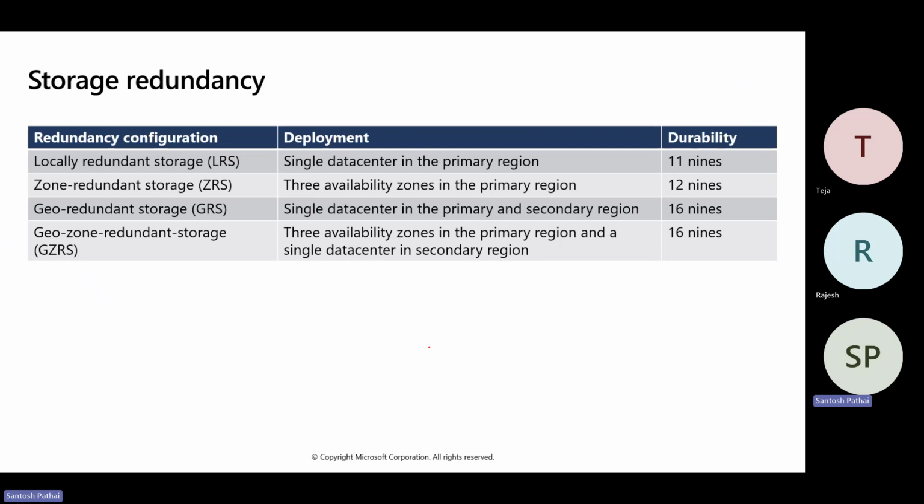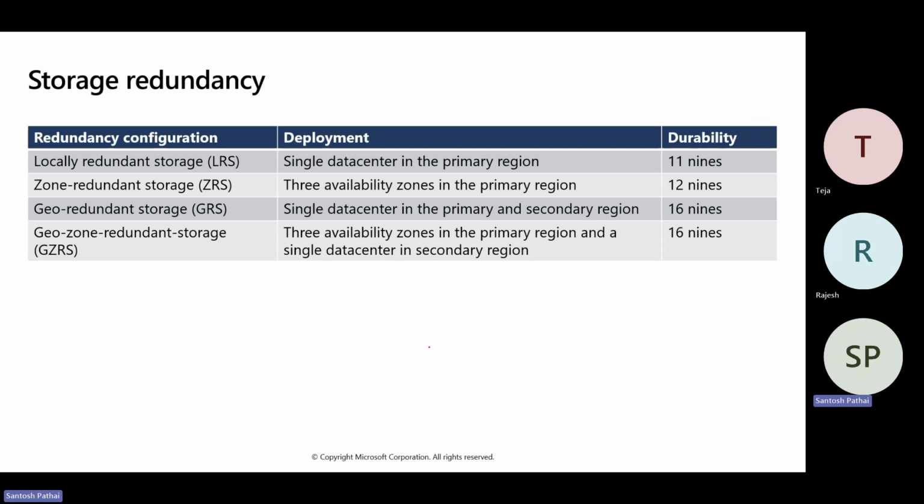Then we have zone redundant storage, ZRS. We have ideally 2 to 3 availability zones per region. One copy will be stored in one data center of the region, whereas another copy will be stored in another data center of the same region. That is zone redundant storage.